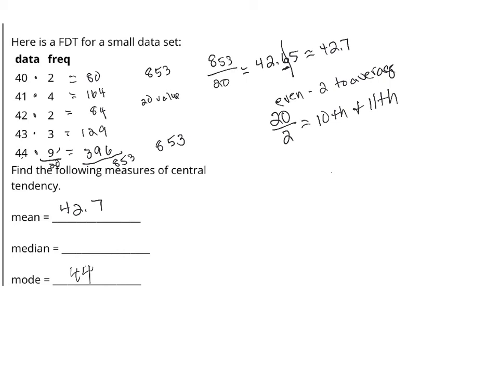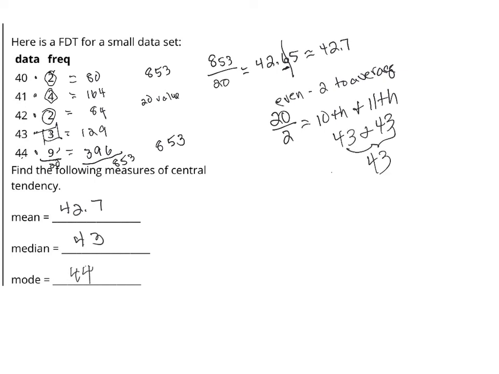Now, if you look over here, this is 1, 2, 3, 4, 5, 6. So 41 would be the 6th number. 7, 8, 9, 10, and 11. So 10 and 11 right here, this is the 43. So if you average 43 and 43, you get 43. So 43 is your median.